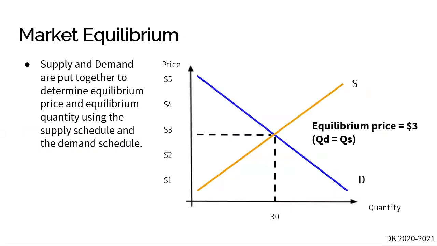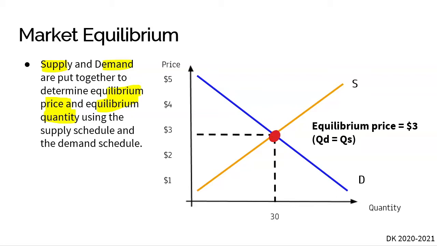And so when we're bringing it all together, that is what market equilibrium is. If we look at our definition, market equilibrium is when supply and demand are brought together to determine the equilibrium price and the equilibrium quantity using the supply schedule and the demand schedule. So this should be really simple. Where is our market equilibrium? It's just where supply meets demand. It's that equilibrium point right here.